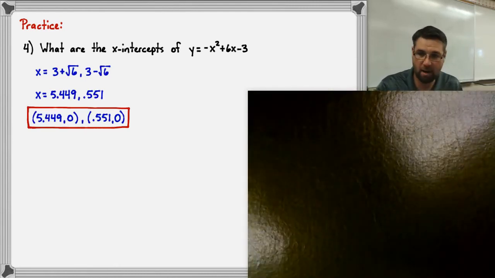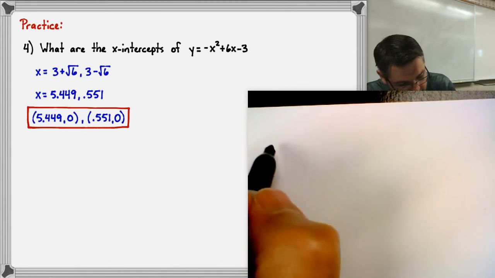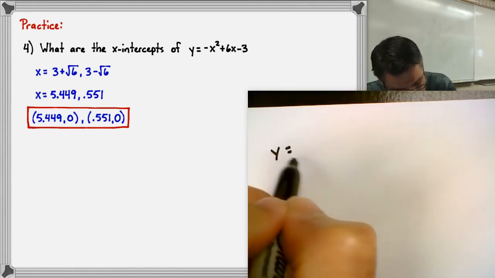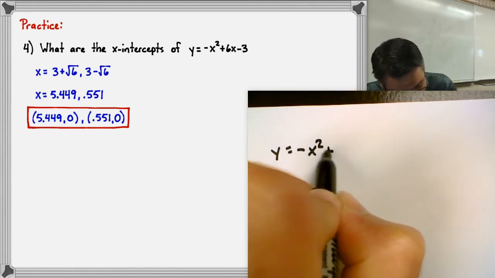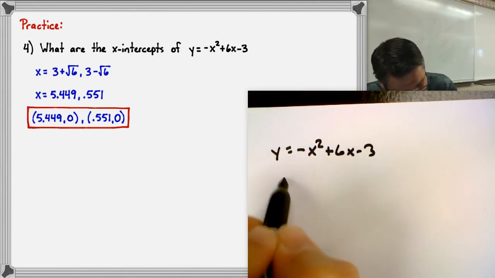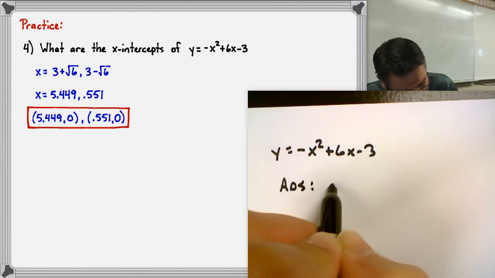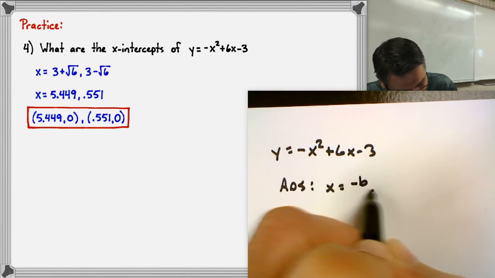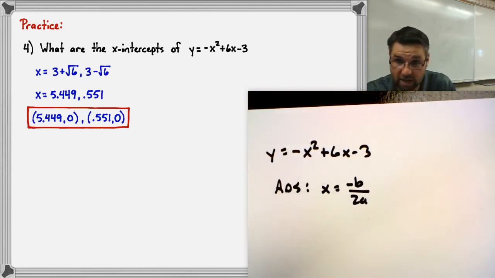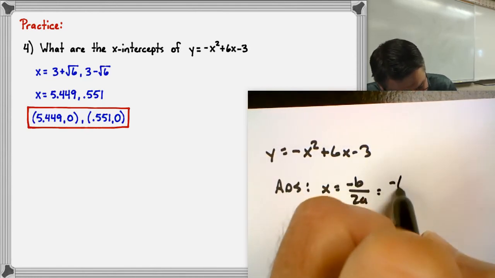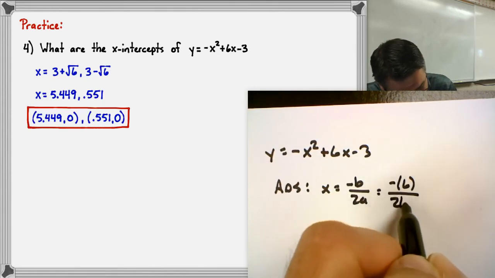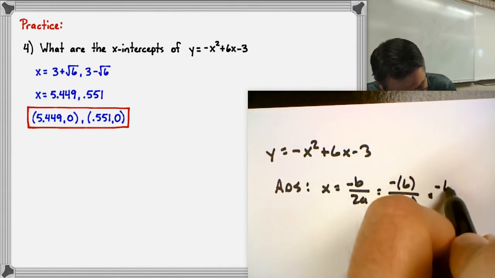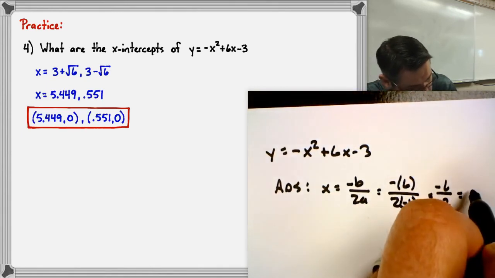Remember, how do we graph a parabola from standard form? Well, we have to find our axis of symmetry. And if you remember, to find your axis of symmetry, it's x equals negative b over 2a. Remember, that's part of the quadratic formula. We end up with negative 6 over 2 times negative 1, which becomes negative 6 over negative 2, which is 3.